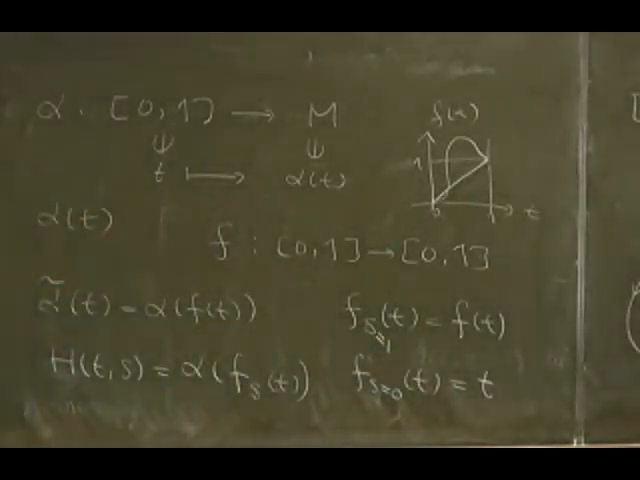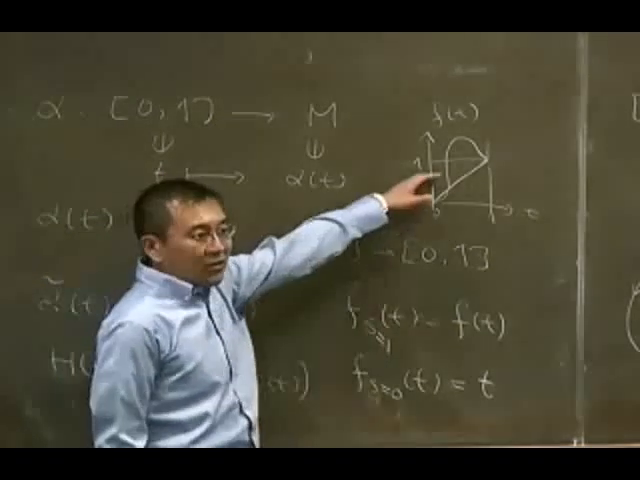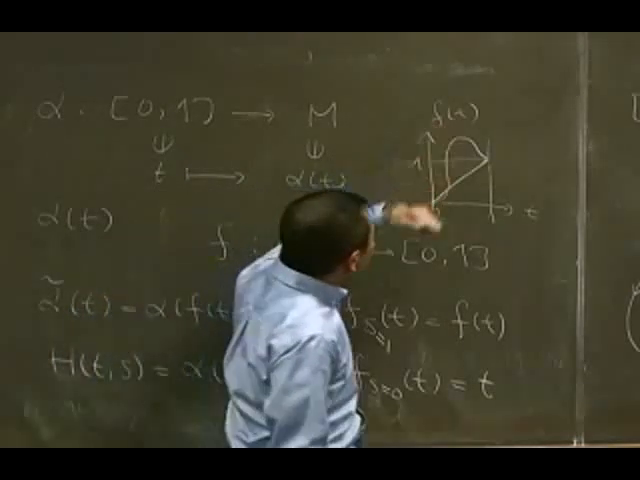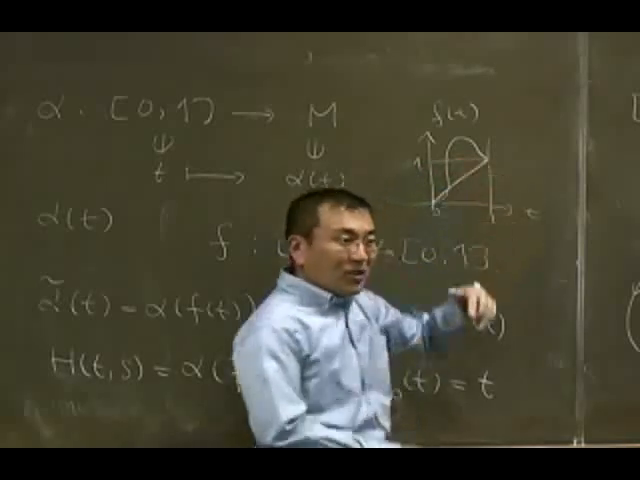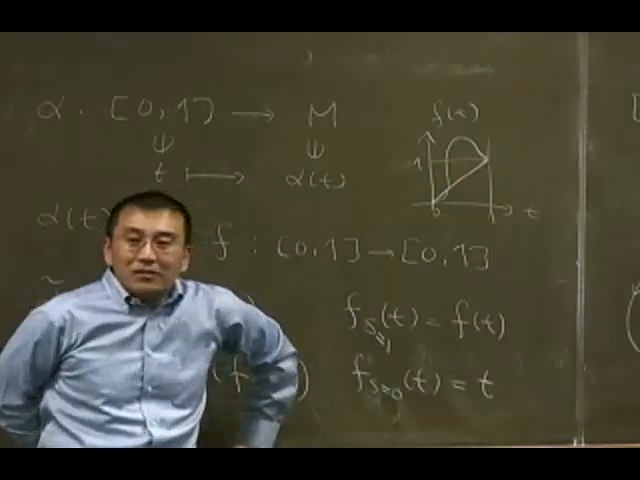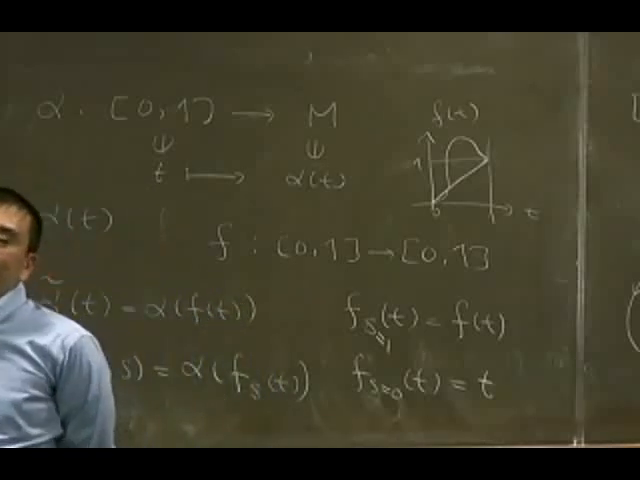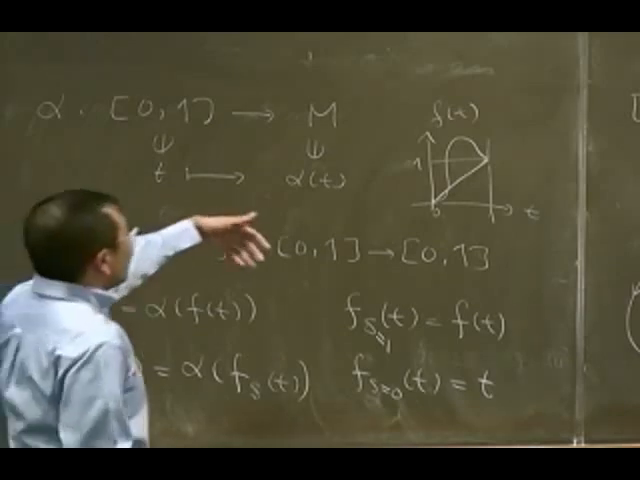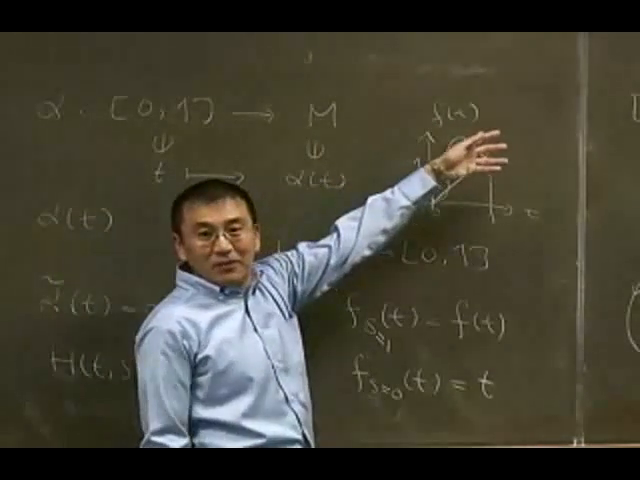So maybe I didn't say it precisely. Even if the reparameterization is not monotonically increasing, I think I said it should be monotonically increasing, because if it is not, it's not a reparameterization. For example, here the map is not one-to-one, so it's not a proper reparameterization. It can't go greater than 1, because then alpha of f of t doesn't make sense. Well, assuming you define it periodically, then it will be discontinuous.